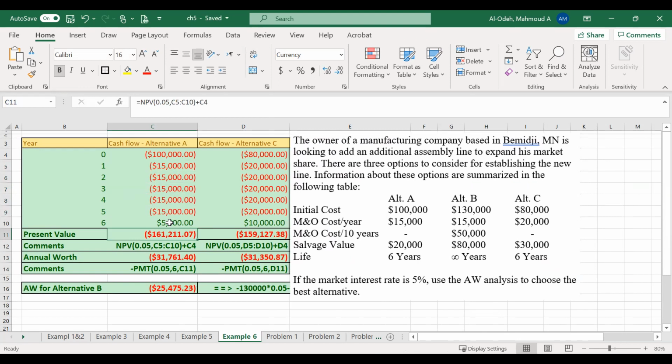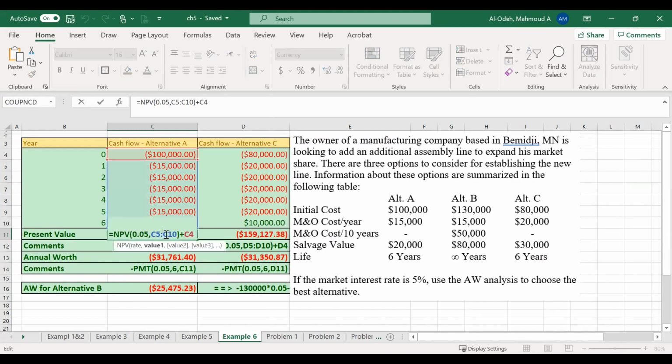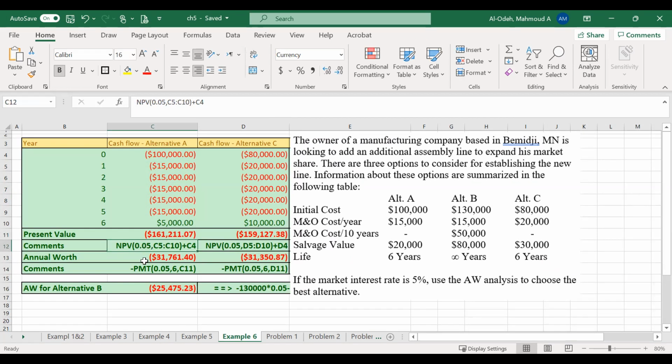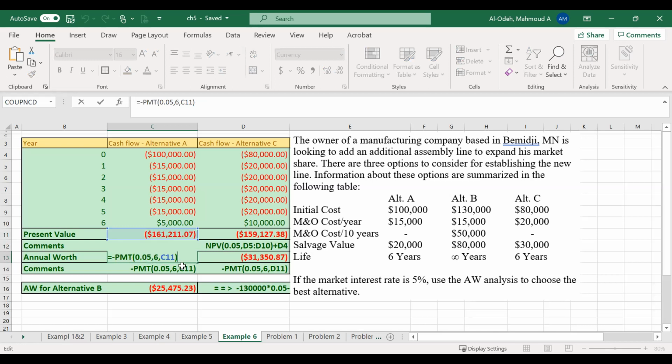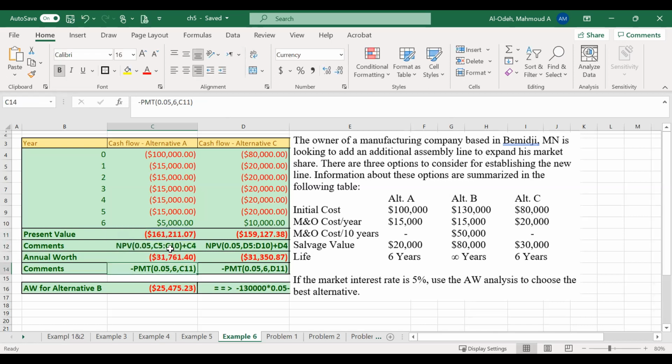a cash flow table. We could go ahead and apply the NPV function, 5%, and select all these numbers from year 1 to year 6. Add to that year 0, which is the initial cost. And now what we do is convert this number, the 161,000, to the annual worth format using the PMT function, 5%, 6 years, and we get that number, 31,761. And then we do the same thing for alternative C.